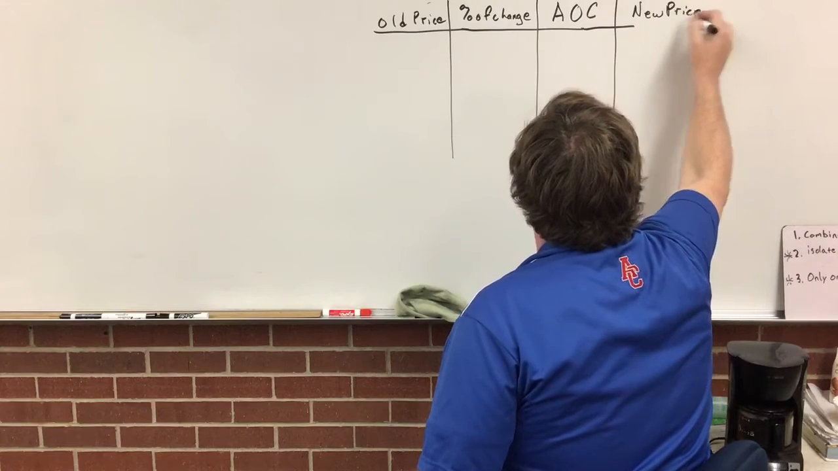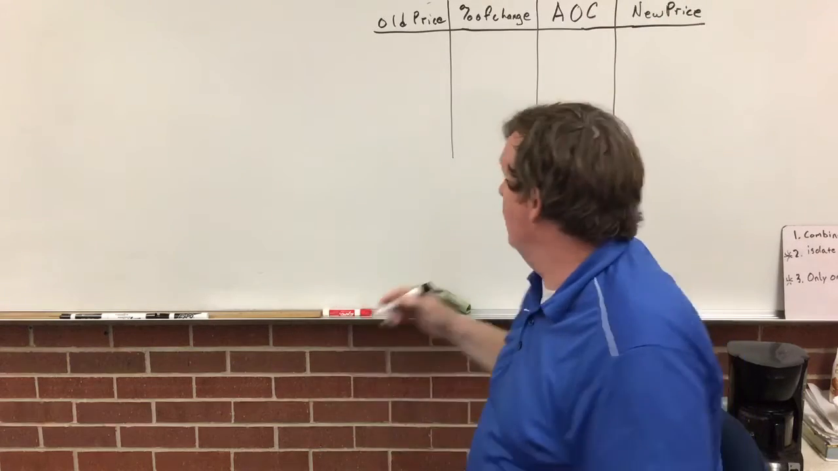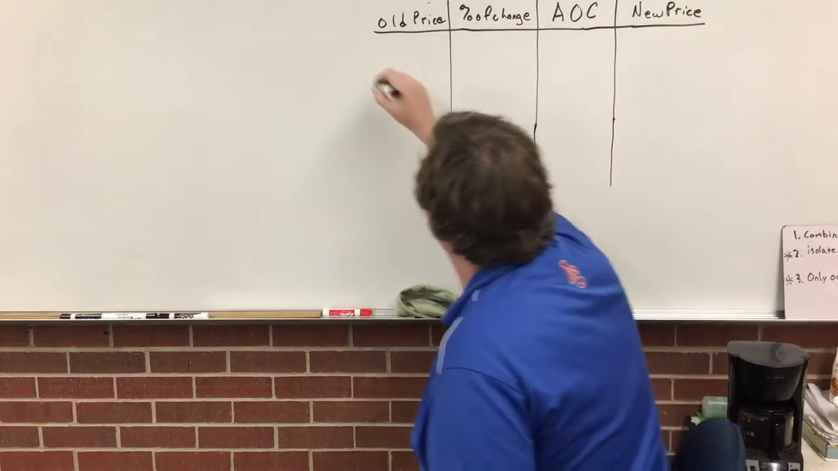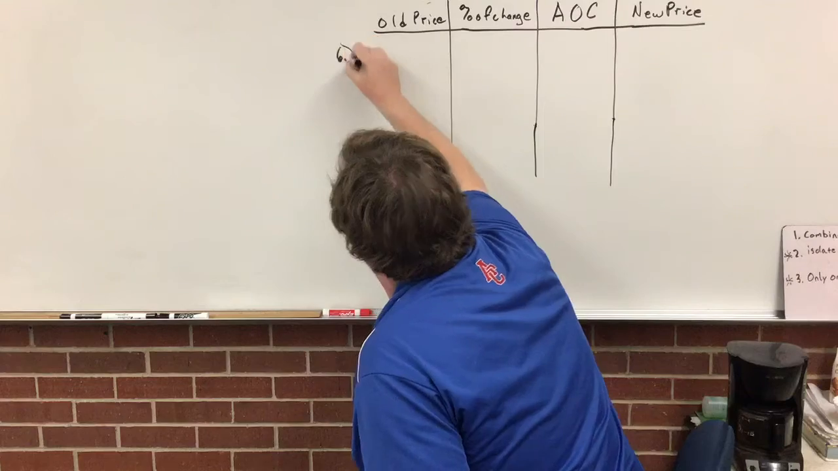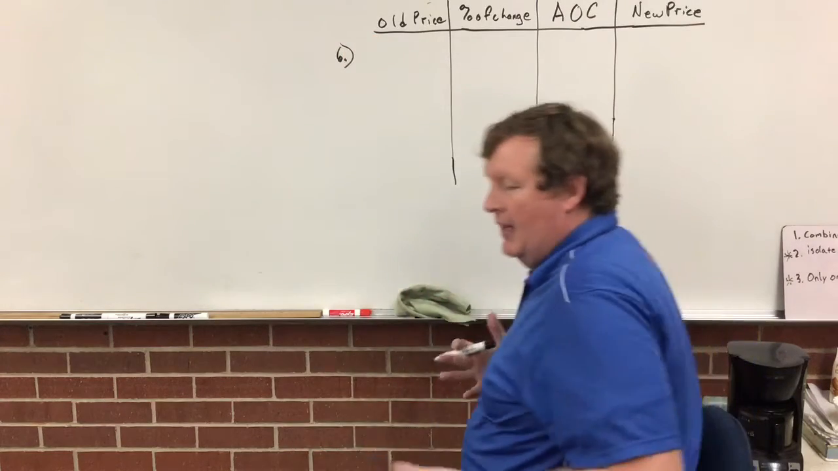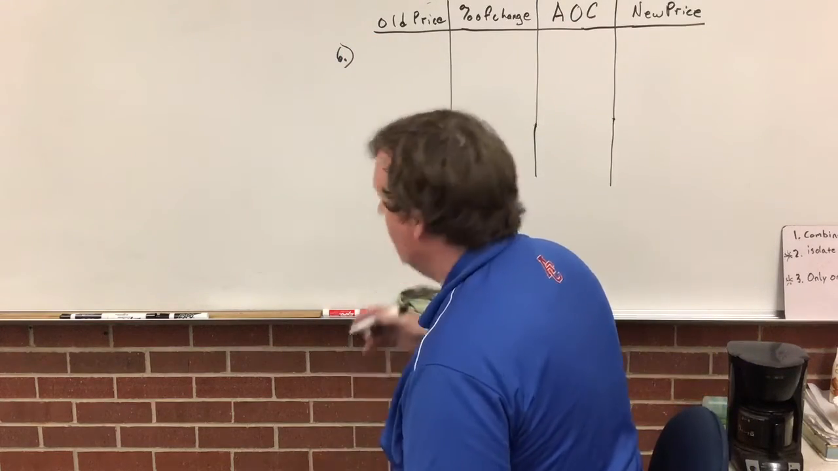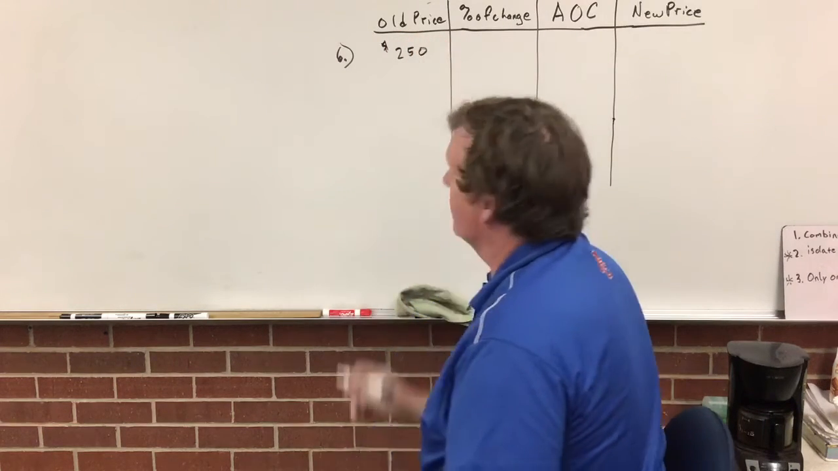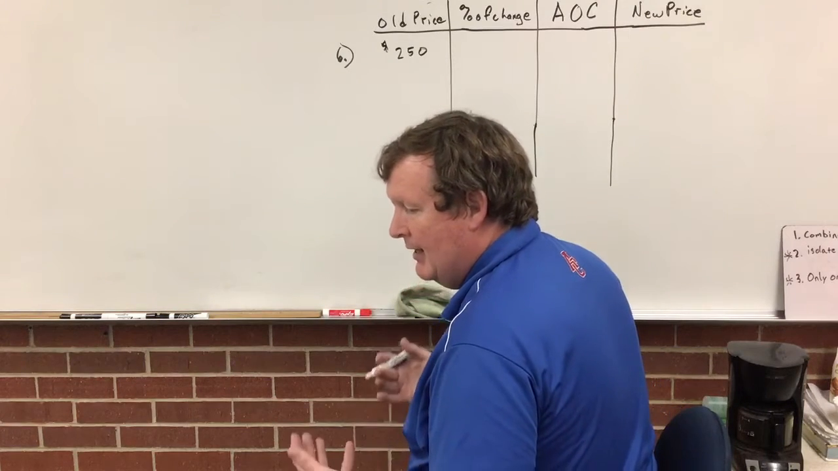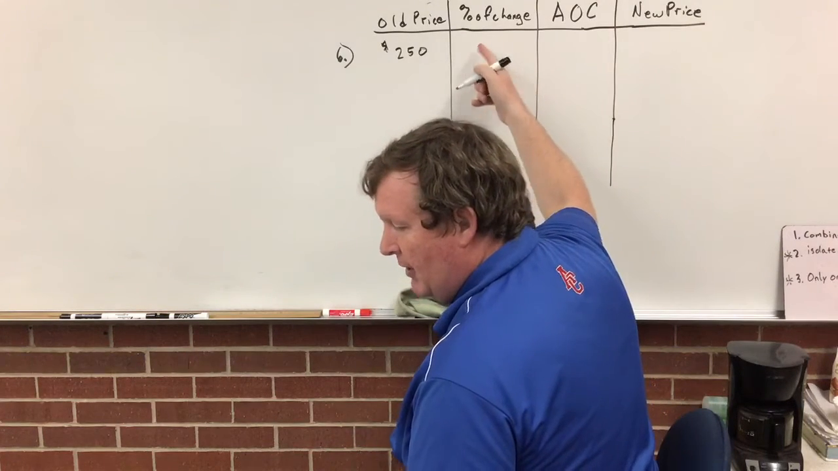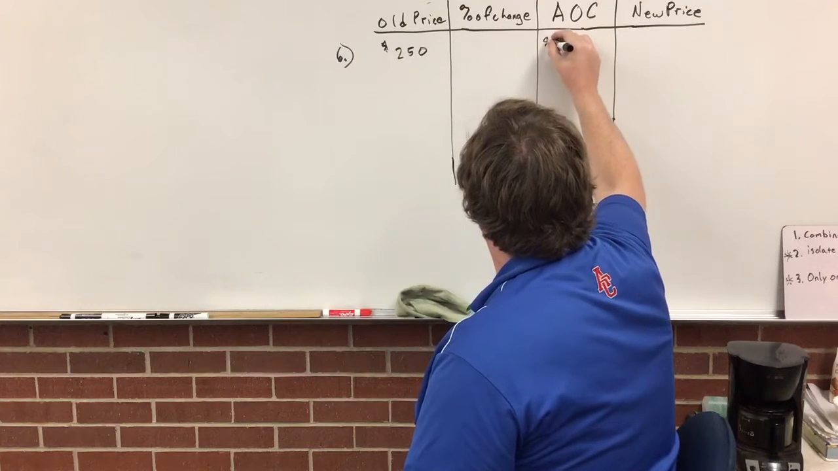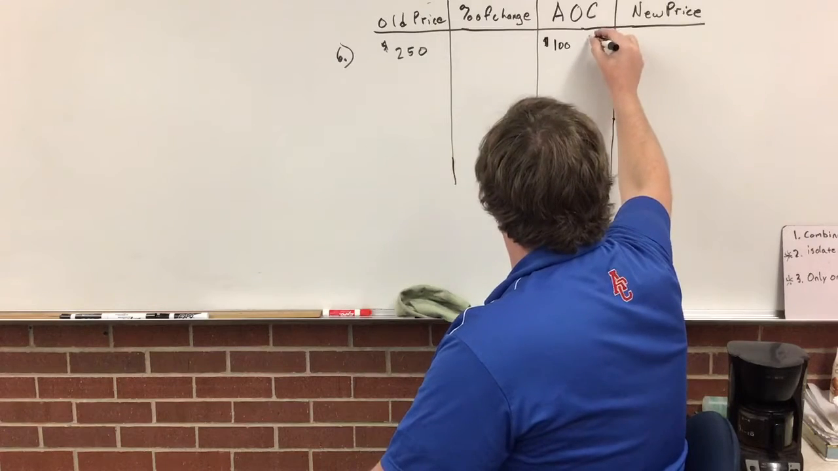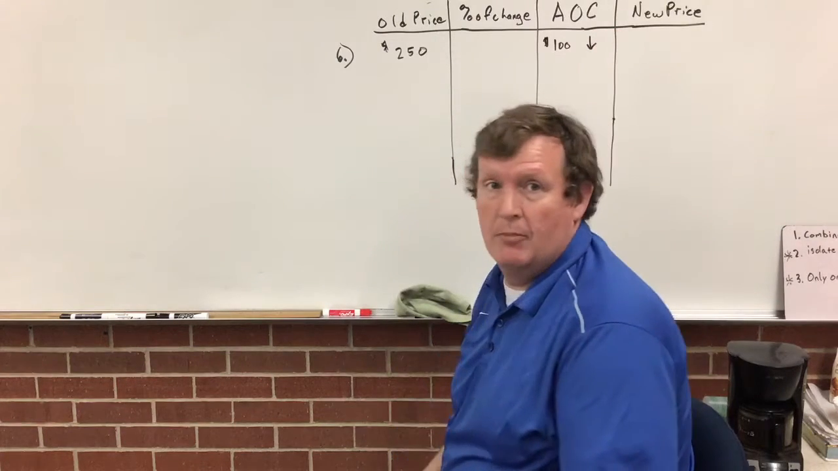Now, in the first 5, they did different things. They give us different things to figure out how to do the other parts, right? So let's look at number 6 and see what they give us, and then let's see if we can figure out what the answers are for the ones they don't give us. In this one, they continue to give us the old price, which is $250. They don't give us the percent of change, but they do give us the amount of change, which was $100, and then they tell us it was a discount. That means it went down in price.